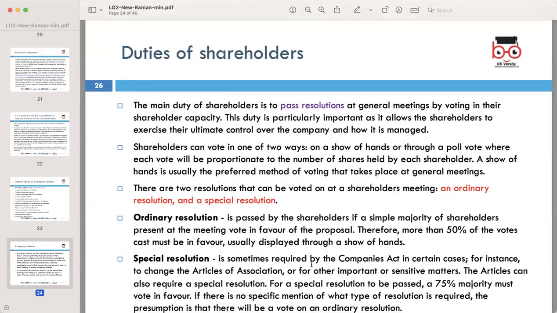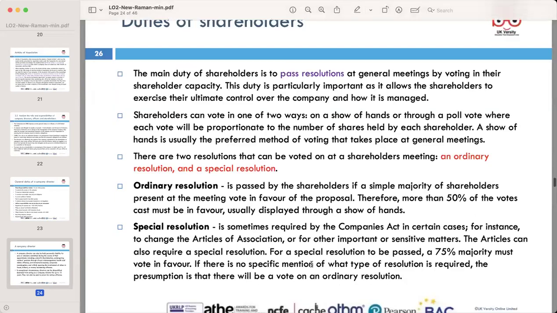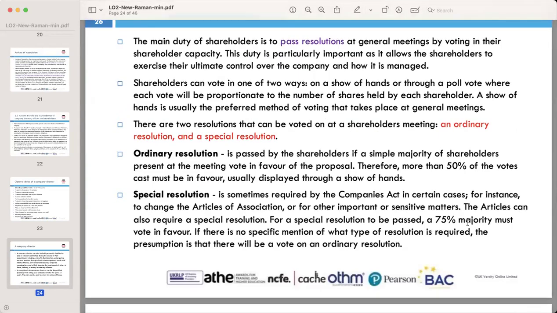Also, shareholders can vote either on a show of hands or through a poll vote, with each vote proportionate to the number of shares held. Ordinary resolutions require a simple majority, more than 50% of votes in favor, typically done through a show of hands. Special resolutions, needed for crucial matters like changing the articles of association, demand a 75% majority of votes in favor.